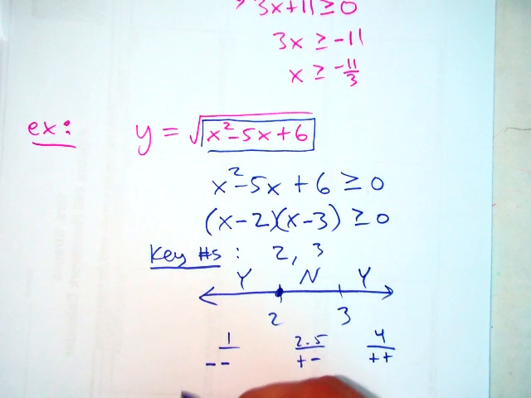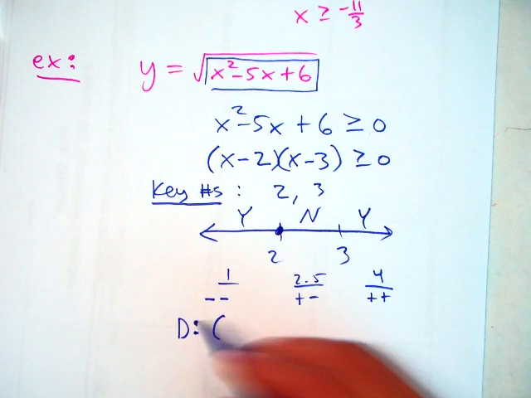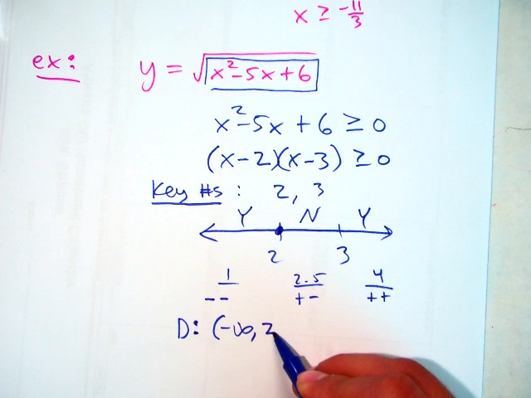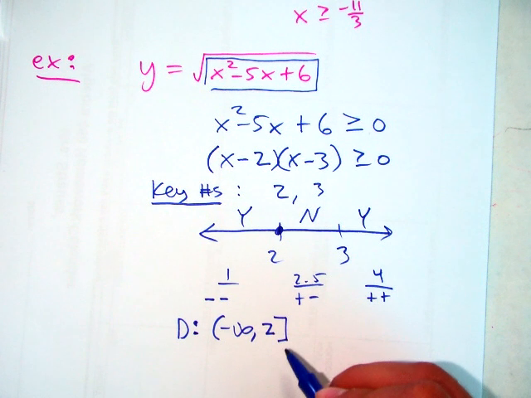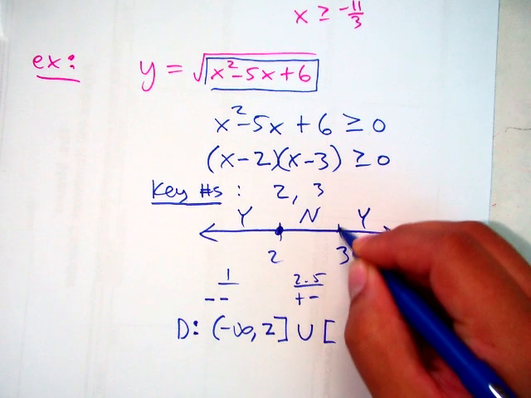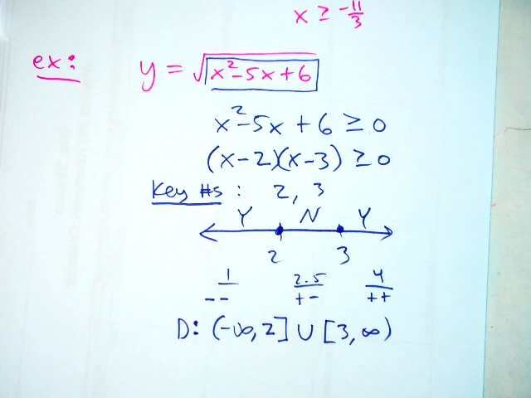So my domain here is actually represented by this number line. So let's just write the interval notation for it. That would be negative infinity, comma, 2, bracket, union. Oop, that's closed 2. 3, infinity. Okay?